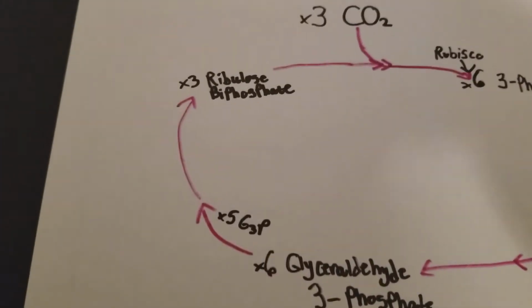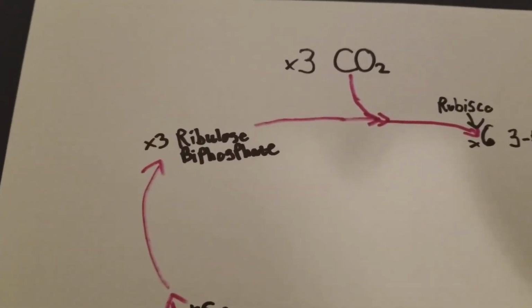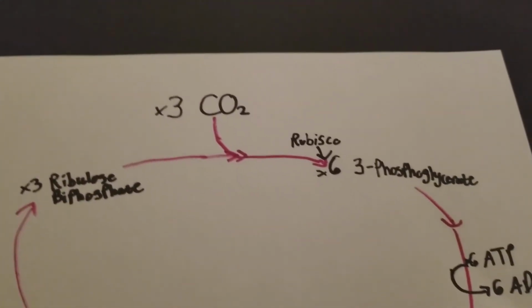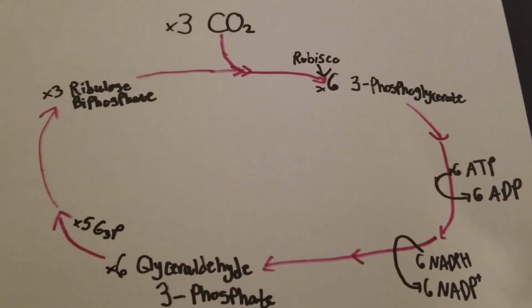5 of them will actually be recycled back in, and with the aid of 3 ribulose bisphosphate molecules, it's going to start back up and go around the circle again until it forms all the glucose that it needs to survive.